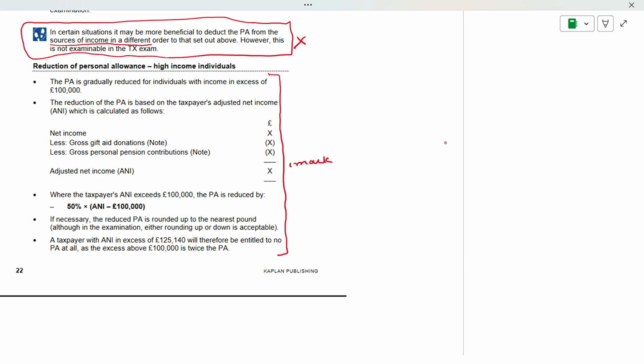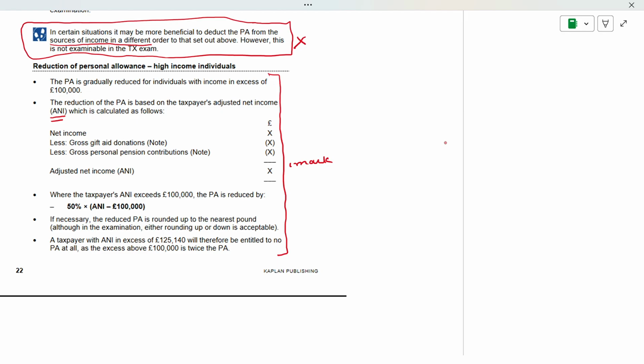If your income is in excess of 100,000, the reduction is based on adjusted net income, ANI. When I cover the points slowly, I am being very clear in my words; this is mostly related to ANI. How do you calculate ANI? You take the net income and gross it up. Always, in most cases, they will give you net, and we have to take gross.